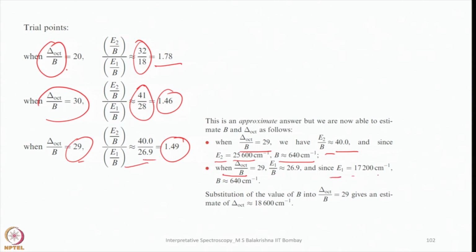Since E1 equals 17,200, B equals 640 centimeter inverse. Substitution of the value of B into this would give an estimate of delta O. This is approximately 18,600 centimeter inverse. This is how you should be able to do it, simply using the Tanabe-Sugano diagram. This shows how useful the Tanabe-Sugano diagram is: by simply looking at the transition and comparing the value of E by B versus delta O by B, you can calculate delta O very easily for a given complex.